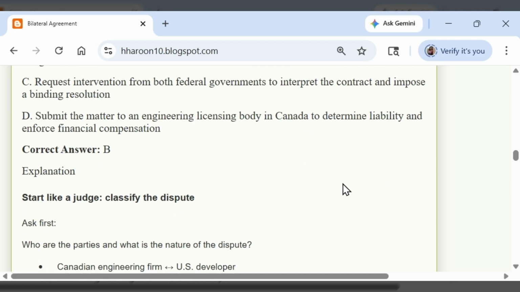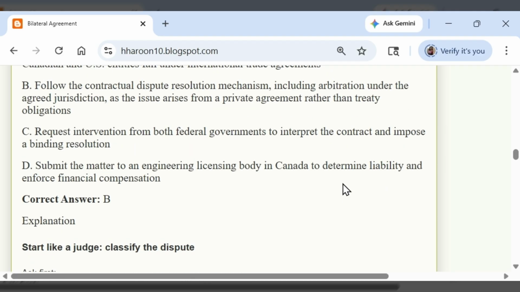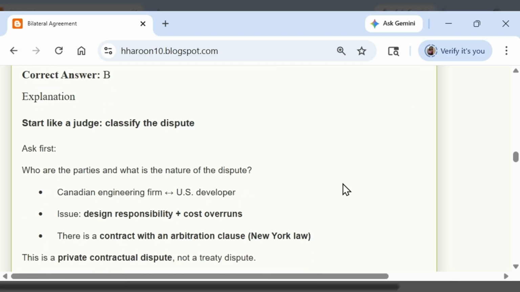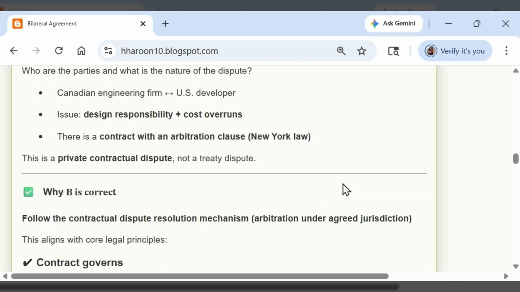Correct answer, B. Explanation: the correct answer is B. Start like a judge and classify the dispute. Ask first, who are the parties and what is the nature of the dispute? A Canadian engineering firm and a US developer. The issue is design responsibility plus cost overruns. There is a contract with an arbitration clause, New York law. This is a private contractual dispute, not a treaty dispute.